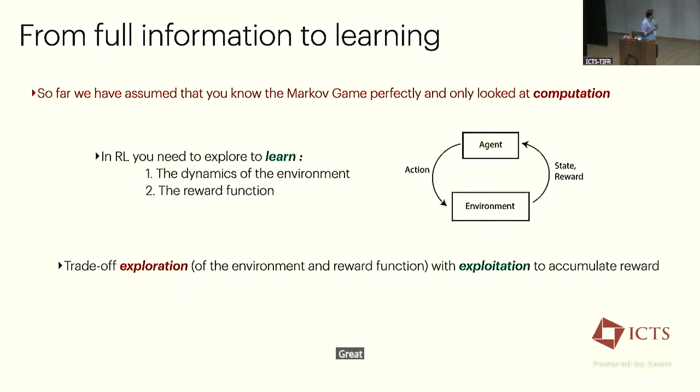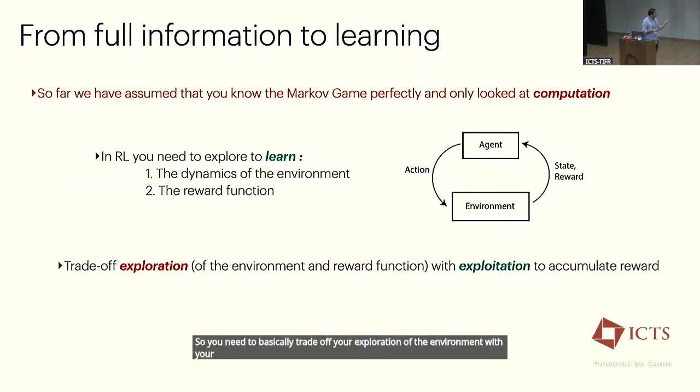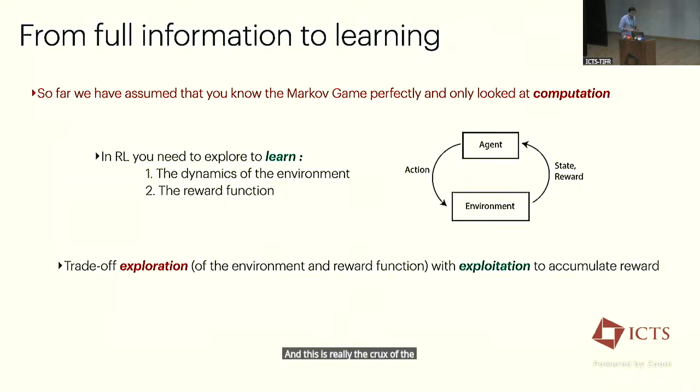Great. So now we'll move on, and we finally get to actually learning. So far, we've assumed that you know the Markov game perfectly, and we've only looked at the problem of computing an equilibrium. We haven't looked at anything to do with learning beyond no-regret learning. But the real struggle in reinforcement learning is that you need to learn, both the dynamics of the environment and the reward function to some extent. So you need to trade off your exploration of the environment with your exploitation to actually accumulate reward. And this is really the crux of the normal reinforcement learning problem.